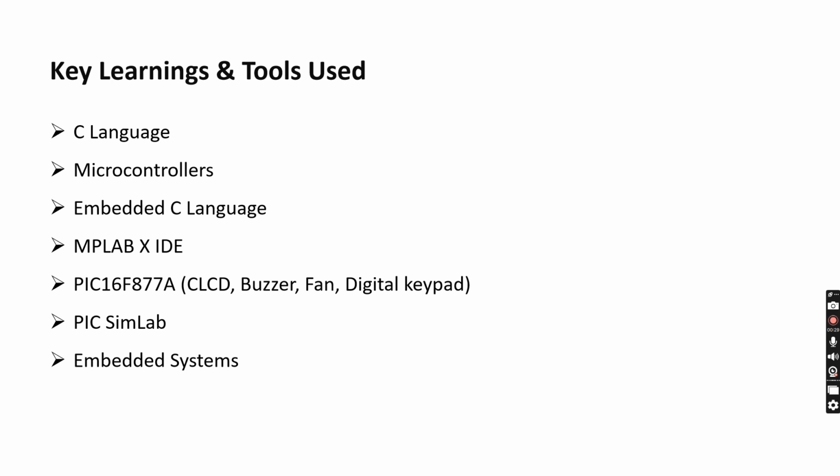For this project, I used the PIC16F877A microcontroller, MPLAB X IDE with the XC8 compiler for writing and building the code, and the PICSimLab simulator to run and test without hardware. Embedded C is a programming language used to develop software for embedded systems. It is an extension of the C language with hardware related capabilities. With the PIC16F877A microcontroller, we also used additional components like a buzzer, fan, digital keypad, CLCD, etc.